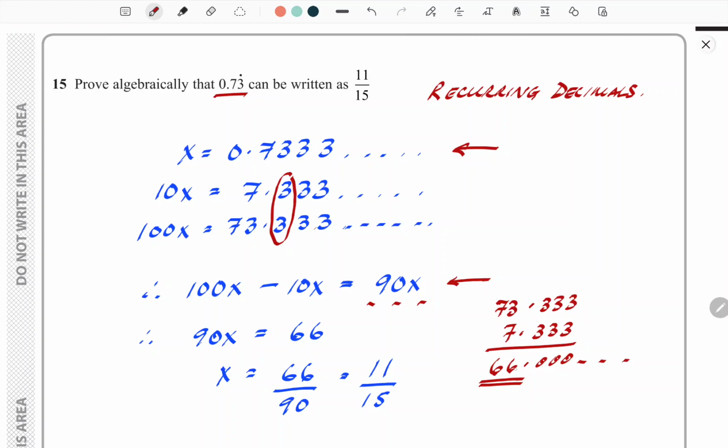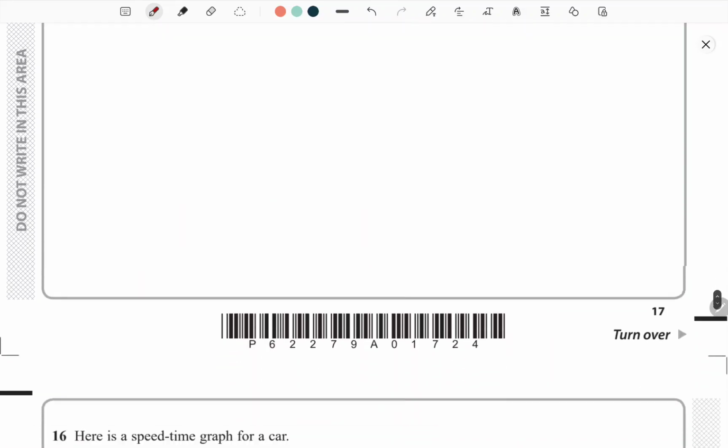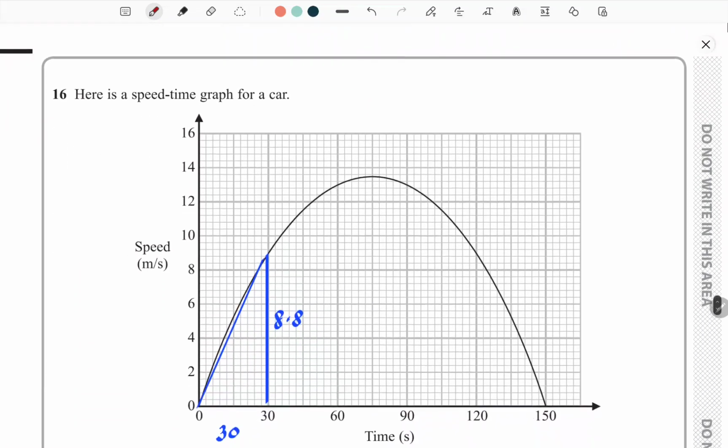We want a way of getting it into an integer number. So 90x equals 66. Therefore, x, which is the original recurring decimal, is 66 over 90. Divide top and bottom by 6, and you end up with 11/15. So we've shown what they asked you to prove. And then question 16.